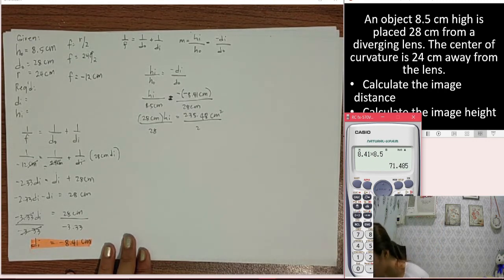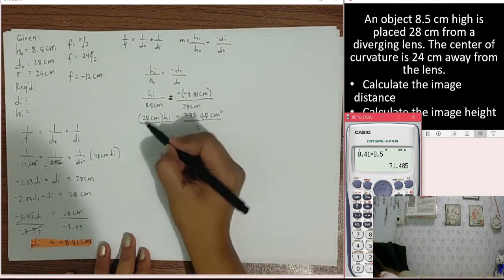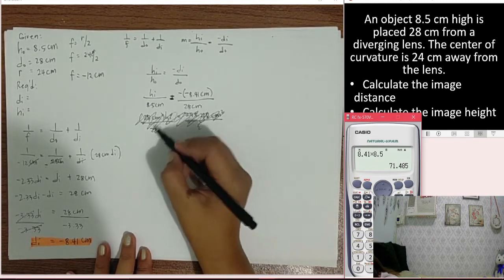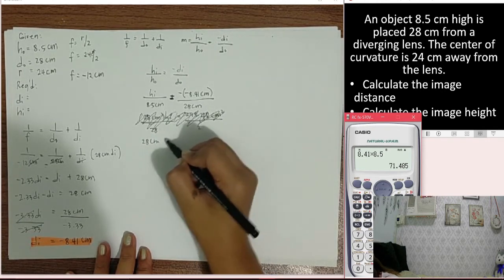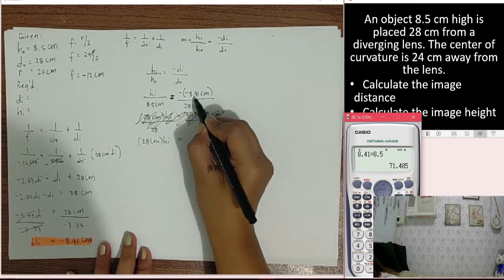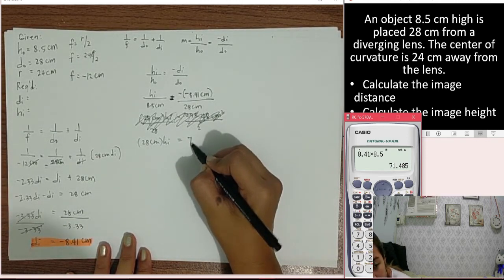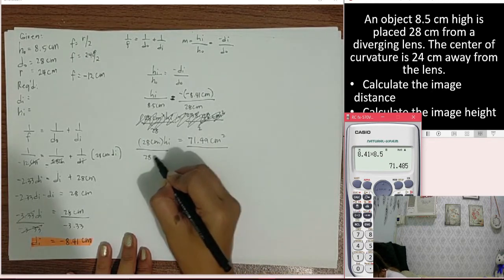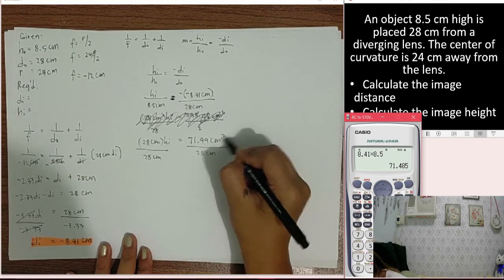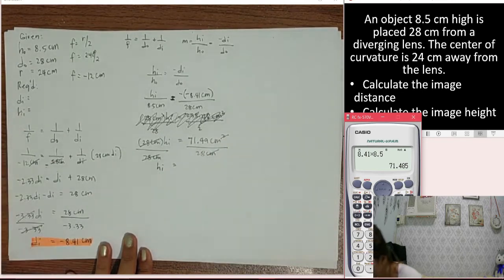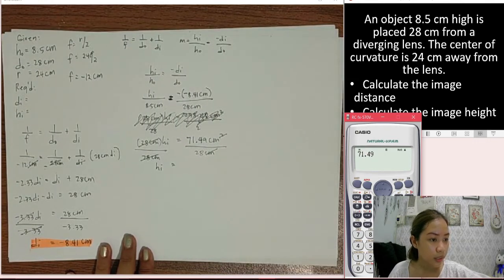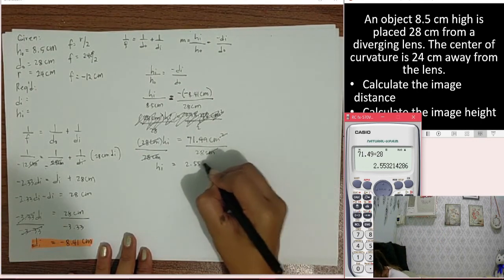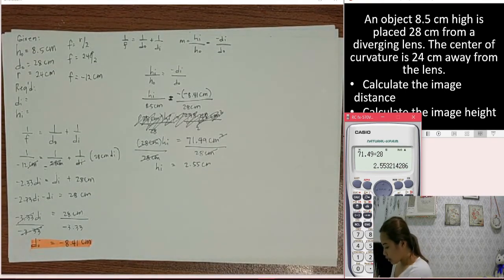It is 71.49. I hope you understood that. So 28 cm h i equal to negative times negative, positive. We have there in our calculator 71.49 cm squared. So there it is. Divide both sides by 28 centimeters. Cancel. h i is equal to 71.49 divide 28, and that's equal to 2.55. For the h i, that is 2.55 centimeters. That's for our h i.